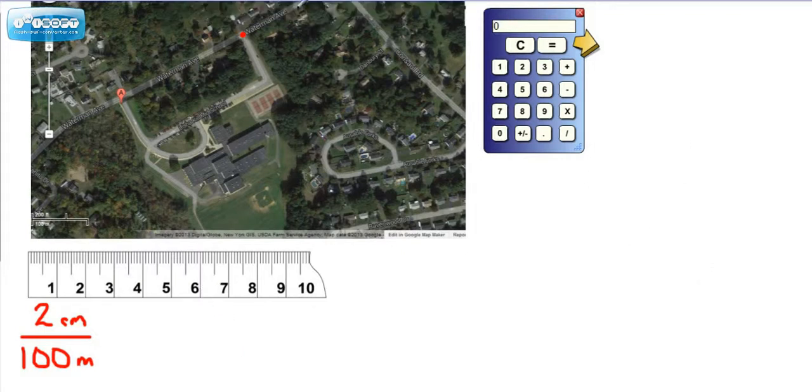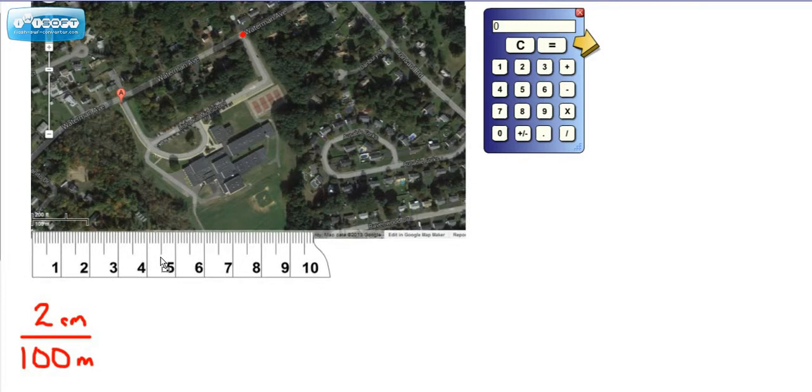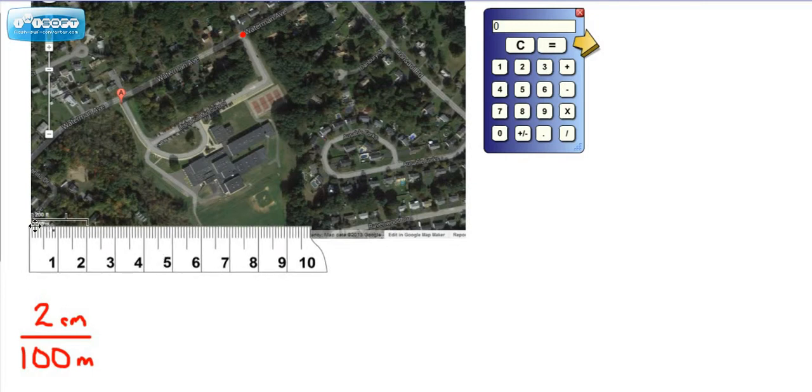Now, do you see how I have this ruler here? If I hold up this ruler, let me line that up a little bit better, from this notch to this notch, that's 2 centimeters on my metric ruler. You can make a ratio out of that, and here it is: 2 centimeters for every 100 actual meters on the actual Earth.